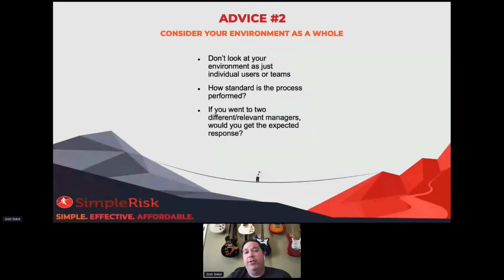The second piece of advice that I have here is consider your environment as a whole. When we go through this exercise, there are going to be outliers. There's going to be areas of your organization where you're like, wow, that team really does have an optimized process. But are they the exception or are they the rule? Don't look at your environment as just individual users or teams. How standard is this process being performed across our environment?